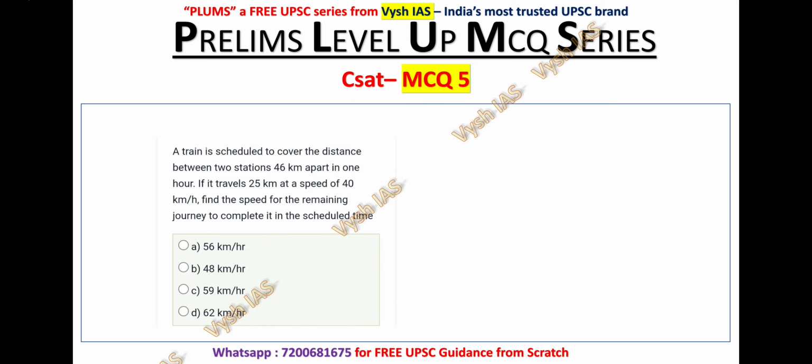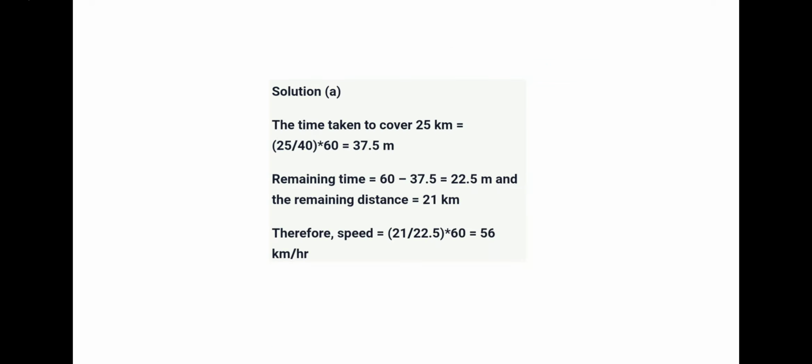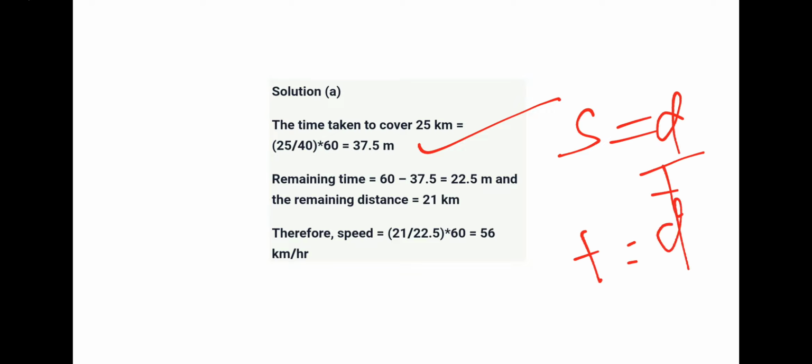Now let's solve MCQ number 5. A train is scheduled to cover the distance between two stations 46 km apart in 1 hour. If it travels 25 km at the speed of 40 km per hour, find the speed for the remaining journey to complete it in the scheduled time. So first we have to find the time taken by the train to travel 25 km at 40 km per hour. Speed is equal to distance by time, so time is nothing but distance by speed, right?